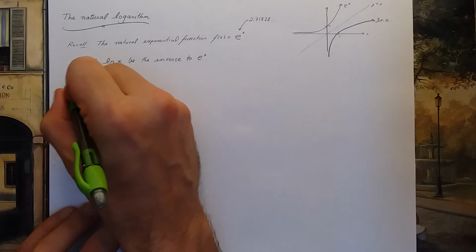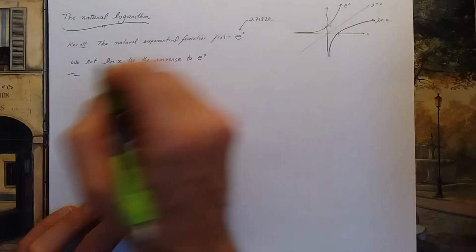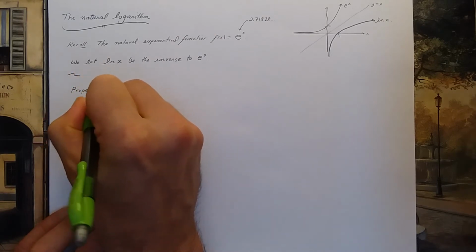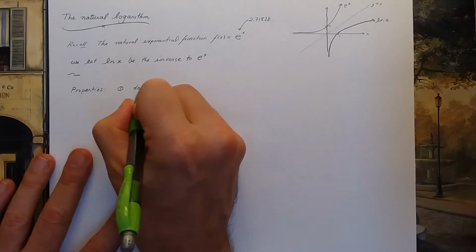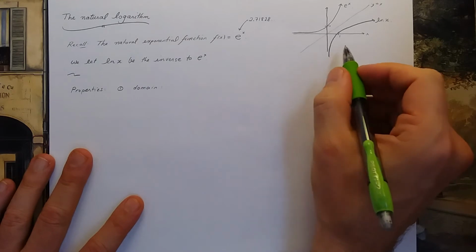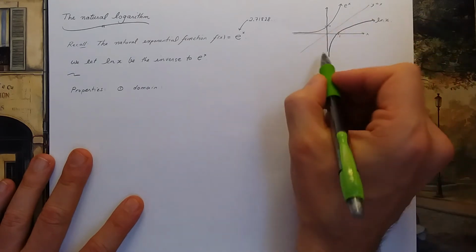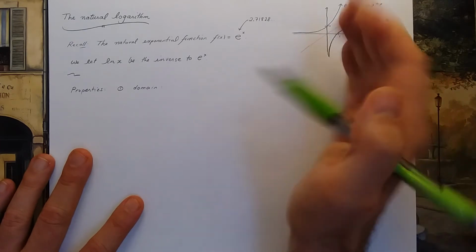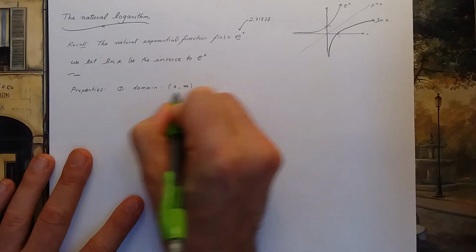Let me write down some properties of log x that we can get right away from this definition. So property 1 is the domain of the natural log x is all numbers that are positive. You can't plug in a negative number here. That's not in the domain of the function. The domain of the function is everything from 0 to infinity.